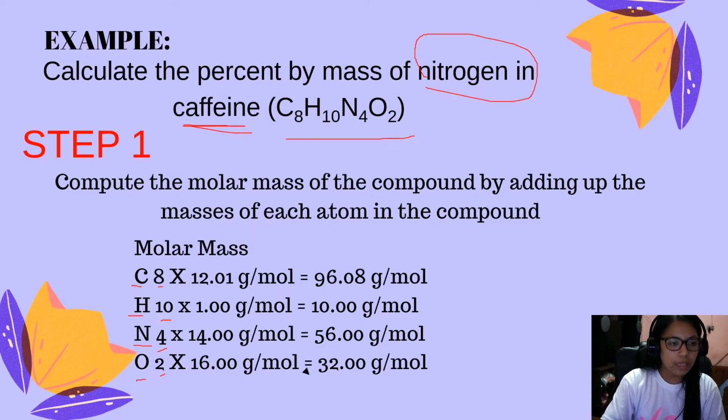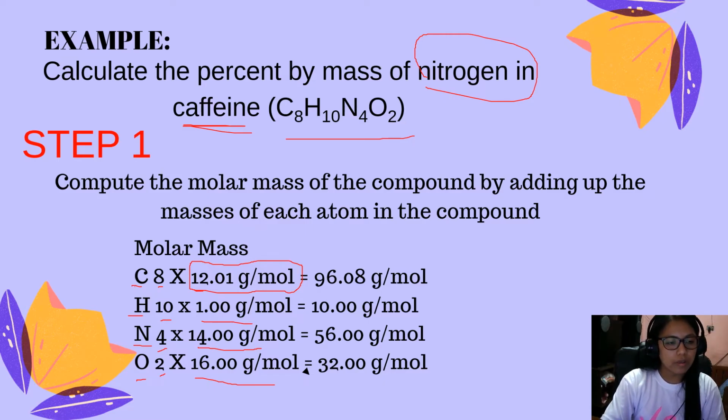After that, identify the atomic mass of each element. So, we can find it, or makikita ninyo itong atomic mass na ito sa periodic table. So, kailangan talaga natin ng periodic table. Carbon has 12.01, hydrogen has 1 gram, nitrogen has 14 gram per mole, and oxygen has 16 gram per mole. So, ito po ay atomic mass na makikita sa periodic table.